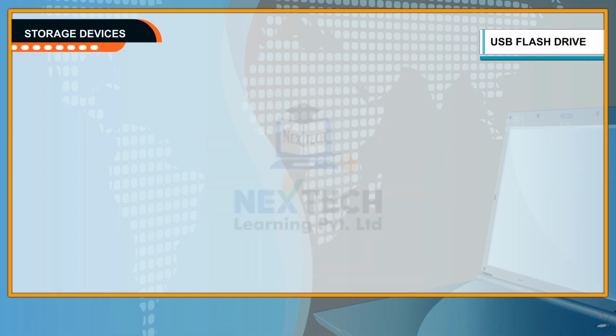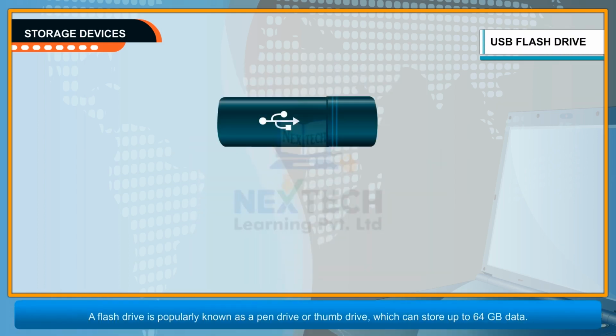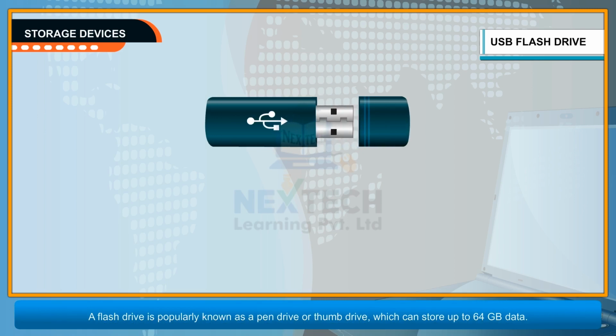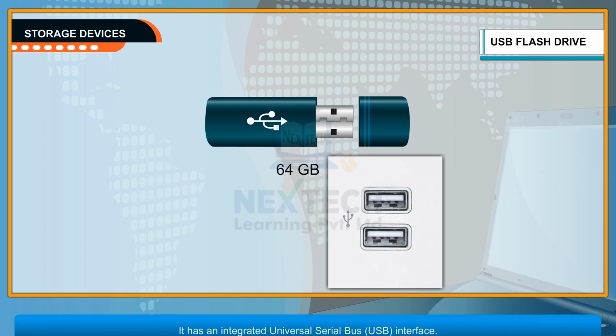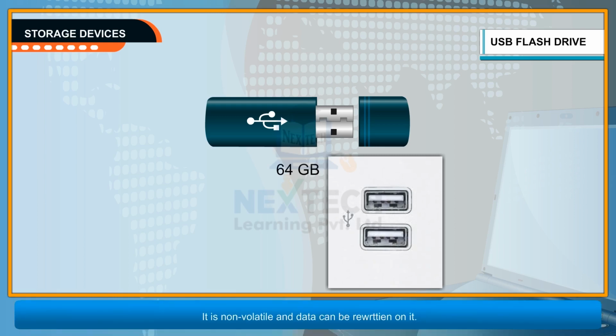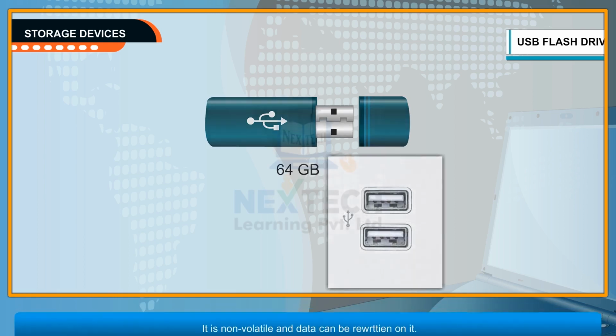USB flash drive. A flash drive is popularly known as a pen drive or thumb drive, which can store up to 64 GB of data. It has an integrated Universal Serial Bus, USB, interface. It is non-volatile and data can be rewritten on it.